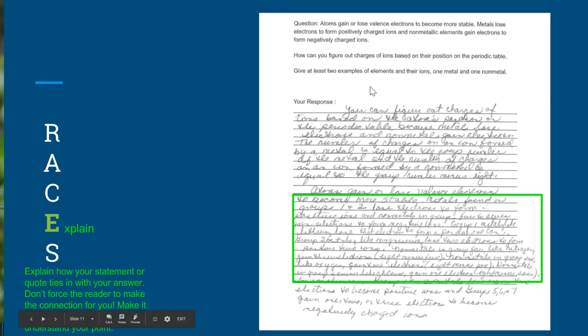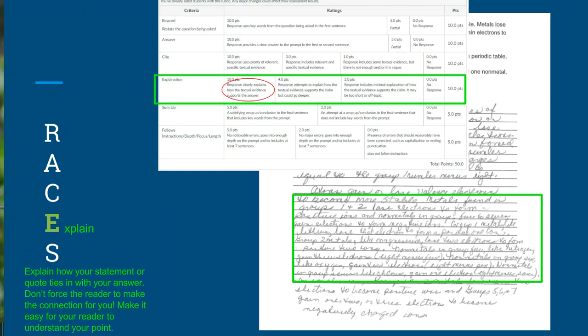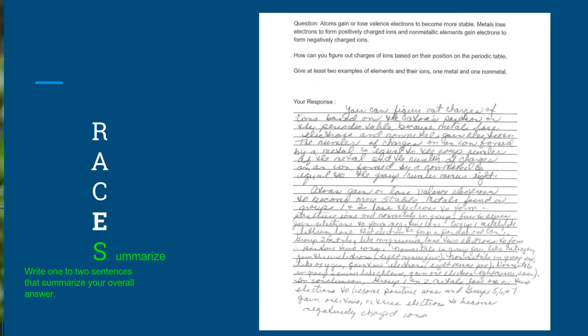So I gave lots more examples than what was asked for. If it asks for 2, at least do 2, but you can always do more and should do more if you can. And this response here is the explanation. Your response clearly explains how the textual evidence supports the answer. So again, you're using a lot of what the prompt gives you.